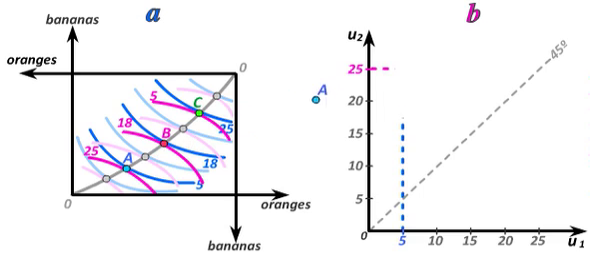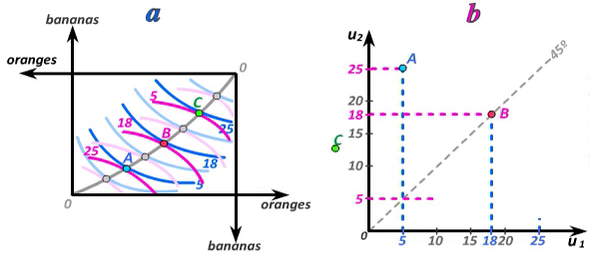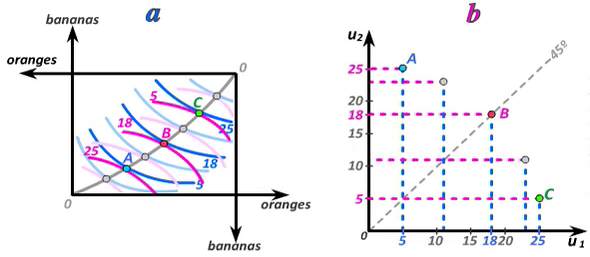The allocation A in panel A, for instance, gives individual 1 a utility level of 5 and individual 2 a utility level of 25, as indicated by the labels on the indifference curves that pass through the allocation A. The allocation B gives both individuals a utility level of 18, putting us on the 45-degree line in panel B. And the allocation C gives individual 1 a utility level of 25 and individual 2 a utility level of 5.